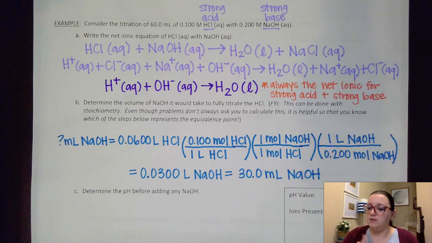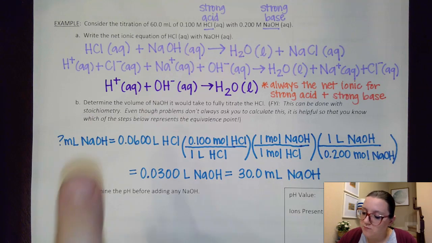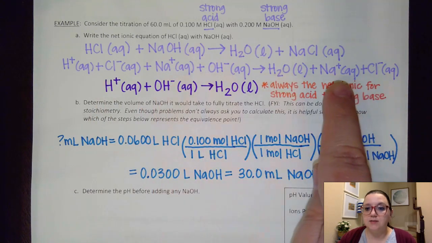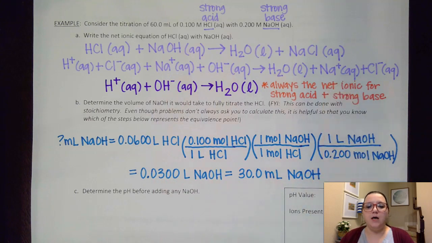Now, I didn't cross them out, but you notice we have the chloride ion from side to side and the sodium ion from side to side. So those spectator ions are always going to be present as this titration is occurring, but they themselves aren't going to be participating in the titration.